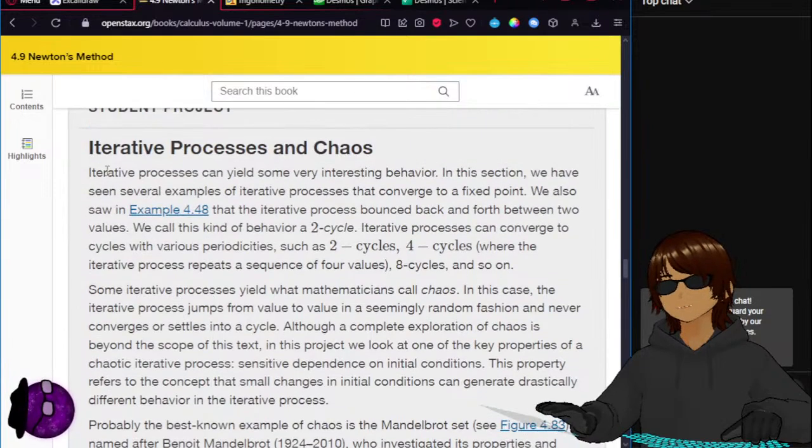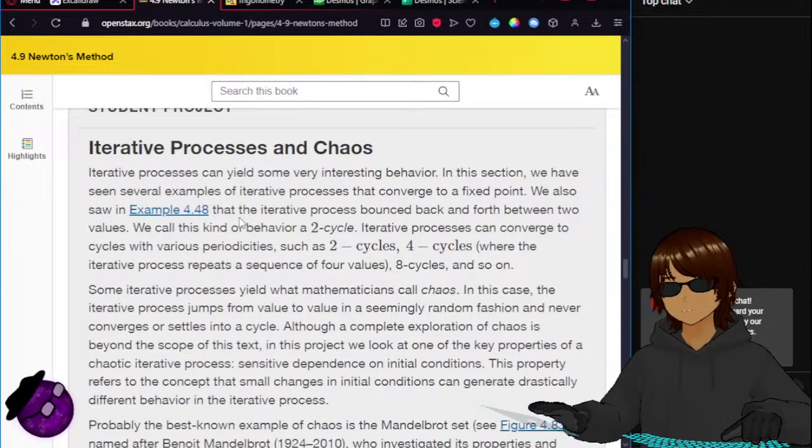Okay, iterative processes can yield some interesting behavior. In this section, we have seen several examples of iterative processes that converge to a fixed point. We also saw in example 4.48 that the iterative process bounced back and forth between two values. We call this kind of behavior a two-cycle.